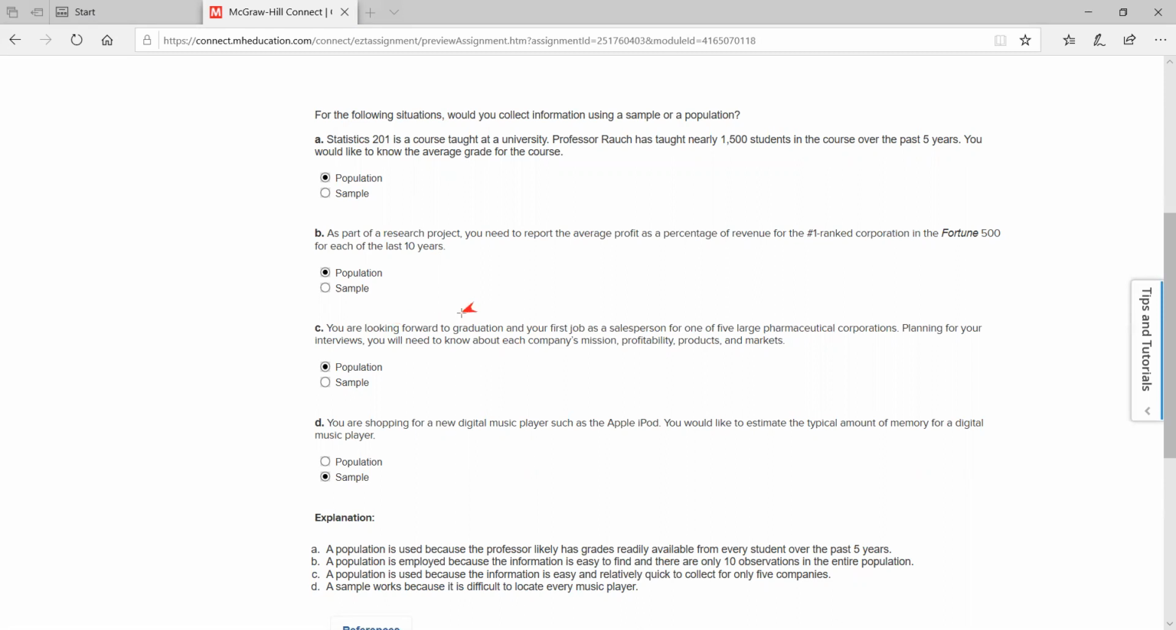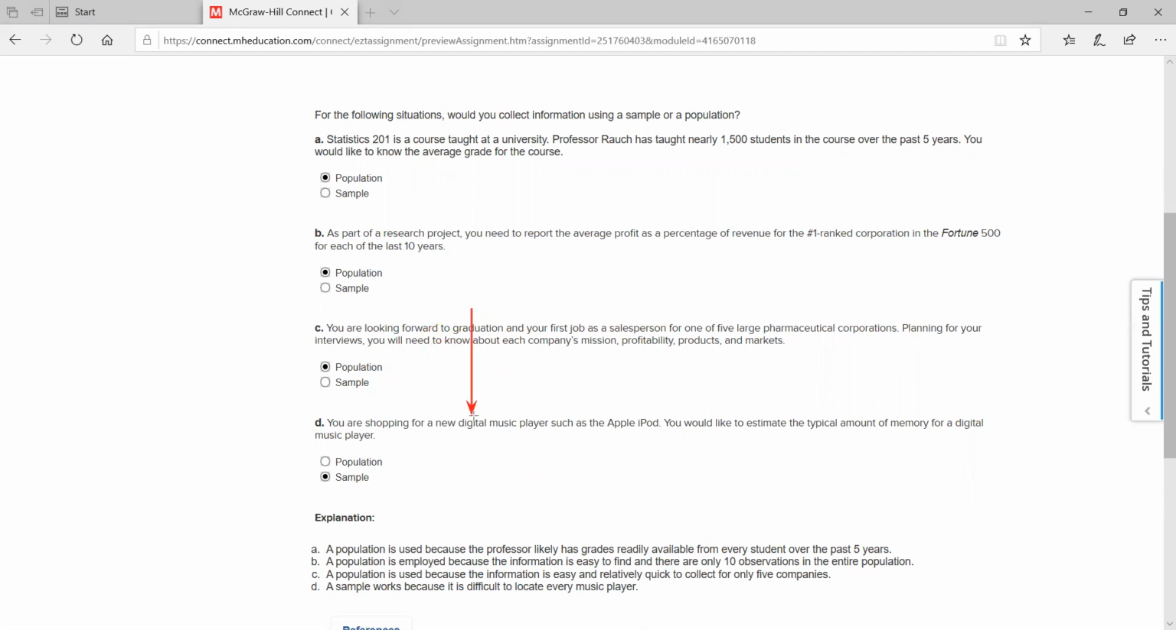Letter C, you're looking forward to graduation, and it says you're planning for your interviews. You'll need to know about each company's mission, profitability, products, and so forth. And so therefore, you're only looking at 5 companies. So this again is going to be the population you're looking for.